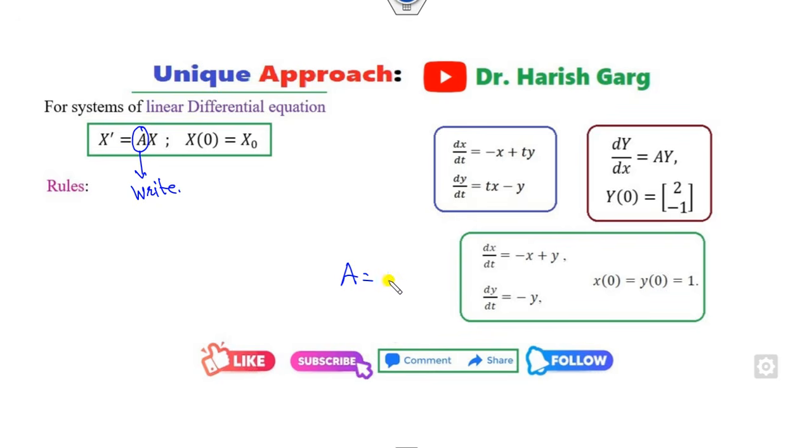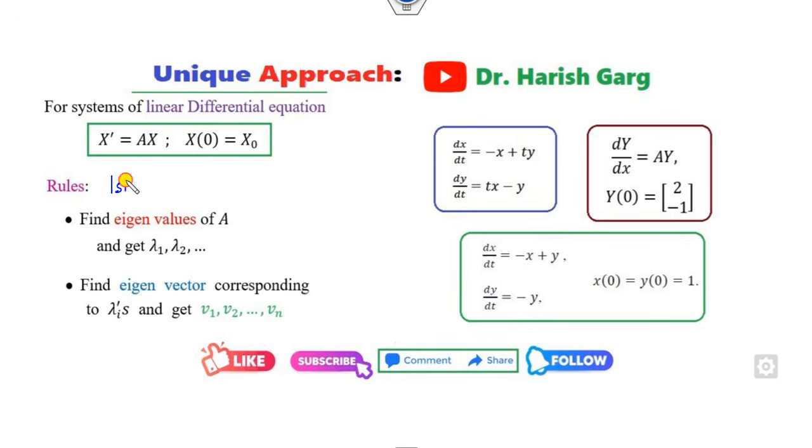For example, corresponding to this, the coefficient of x is minus 1, the coefficient of y is plus 1; the coefficient of x is 0, the coefficient of y is minus 1. Similarly here, it is minus 1, plus t, plus t, and minus 1. So your first step is always to write this matrix A. Then find the eigenvalues and the eigenvectors corresponding to this matrix A. This is the first method. I will tell you the second method also with the help of various examples.